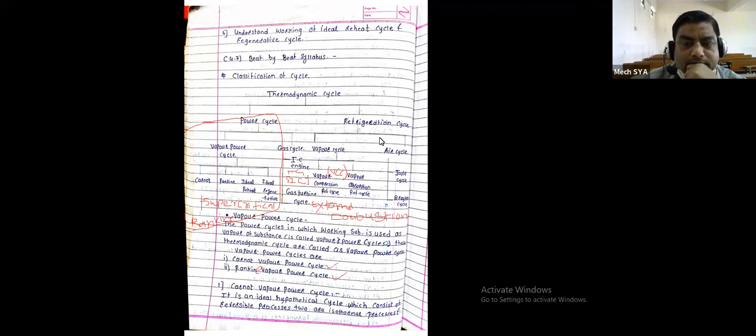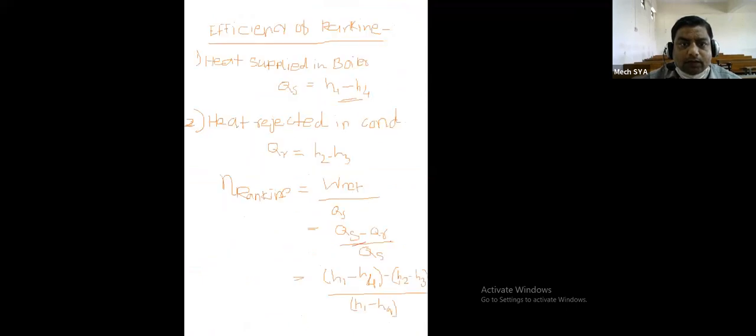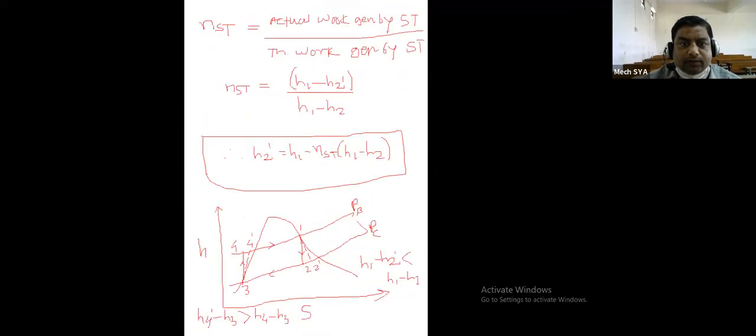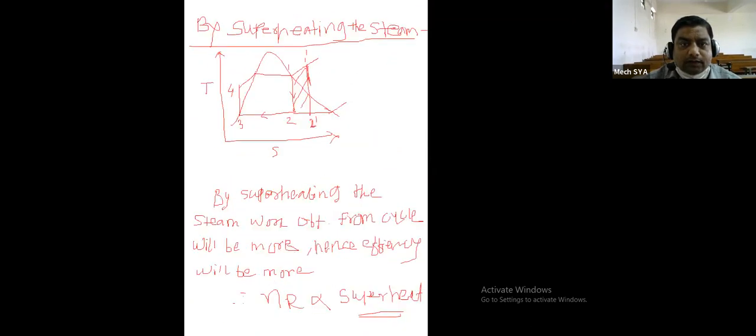Good afternoon to all. In the last lecture, we started the numerical on the Rankine cycle. One numerical we have taken, and I think 50% of that numerical we have completed. Is it correct?